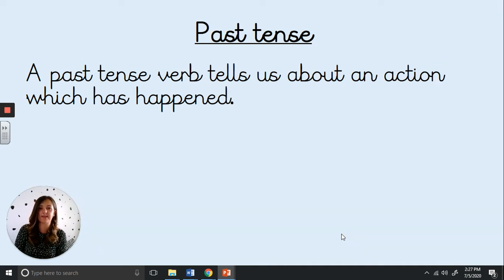So let's have a look at past tense. A past tense verb tells us about an action which has already happened. So it's not happening now, it's not happening tomorrow, it could have happened 10 seconds ago, a week ago, a year ago, but it is not happening now. So happening in the past.